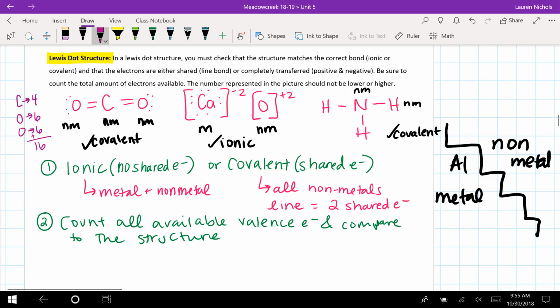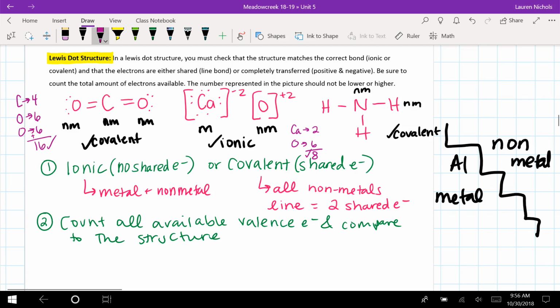So when we count in the picture, we count 1, 2, 3, 4, 5, 6, 7, 8 dots, and then 10, 12, 14, 16, because each line is worth 2. So the picture shows 16, it should have 16. That is a match. For the ionic compound, you don't have to count electrons that way, or, well, you can, but calcium provides 2, oxygen provides 6, there should only be a total of 8, and all 8 are around calcium. So that's shown correctly so far.